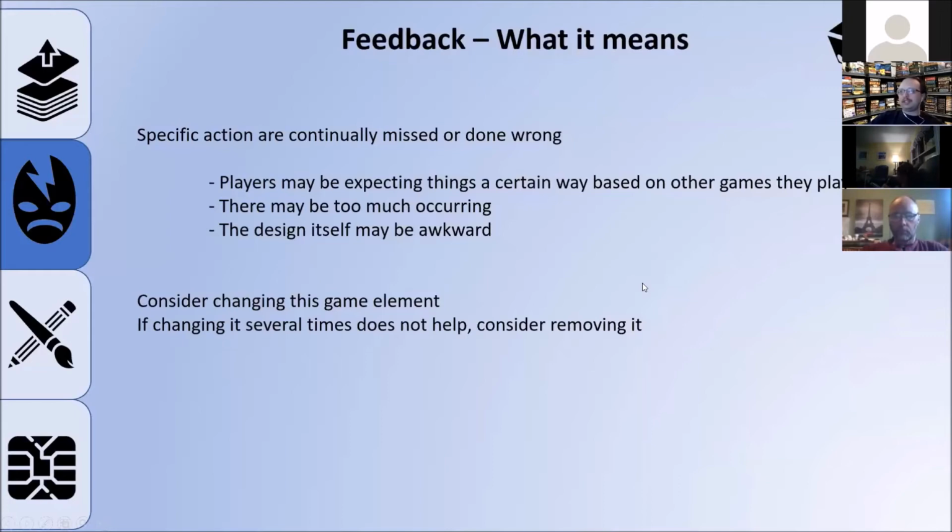And if you've gone through and changed that particular game element many, many times, and it's still either being continually missed or done wrong, is it even important for your game? Obviously, people are still playing the game. If they're still getting all the way to the end, you need to just consider removing that game element completely.